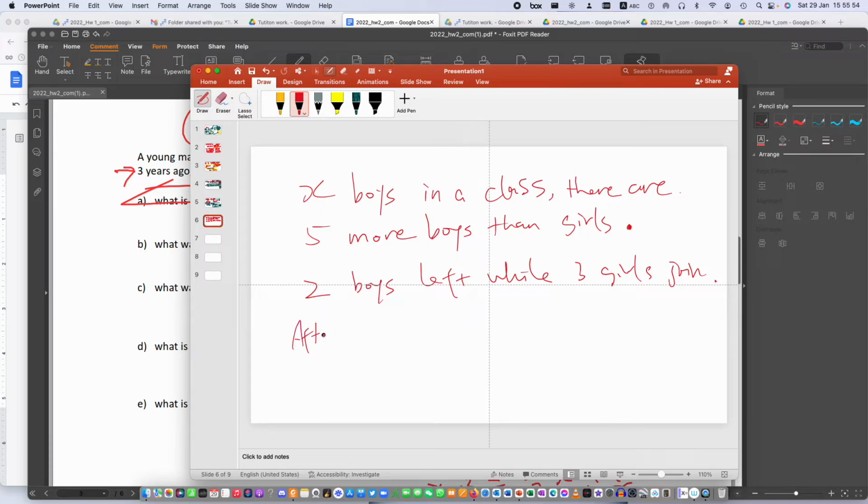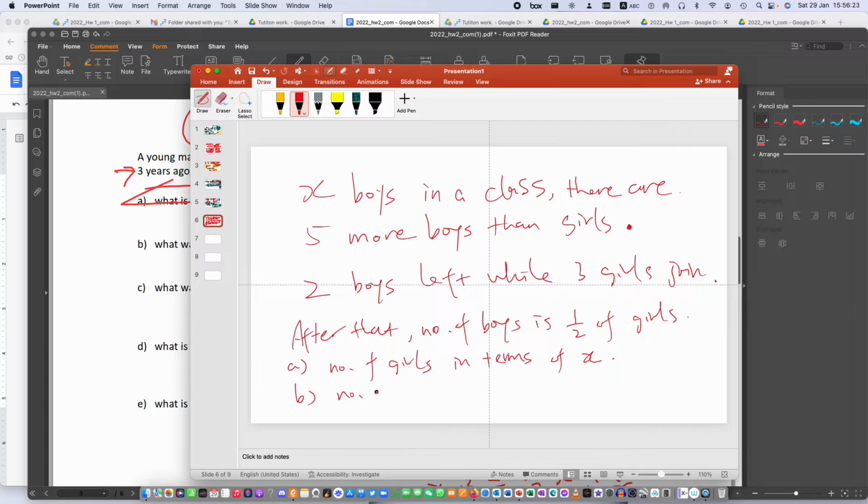After that, the number of boys is half of the number of girls. Okay, A: the number of girls in terms of x. B: the number of boys in the class at first.